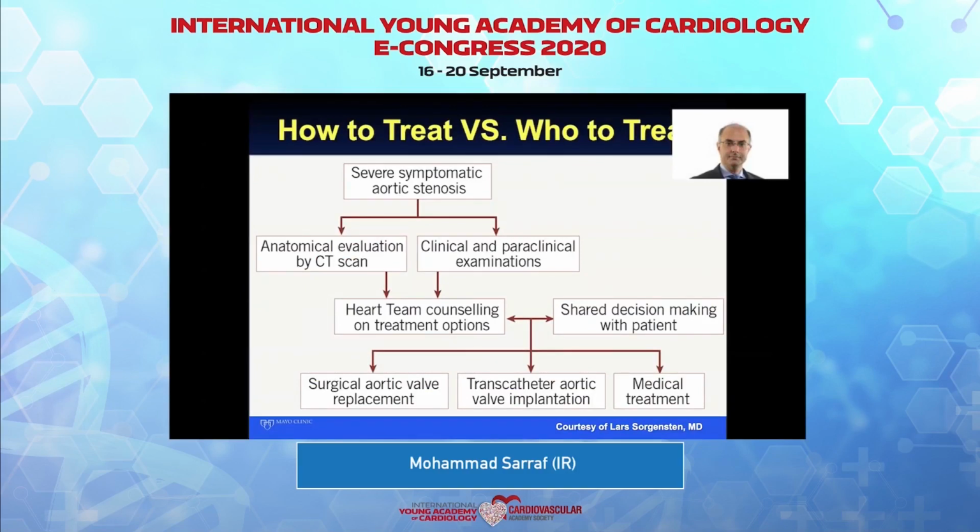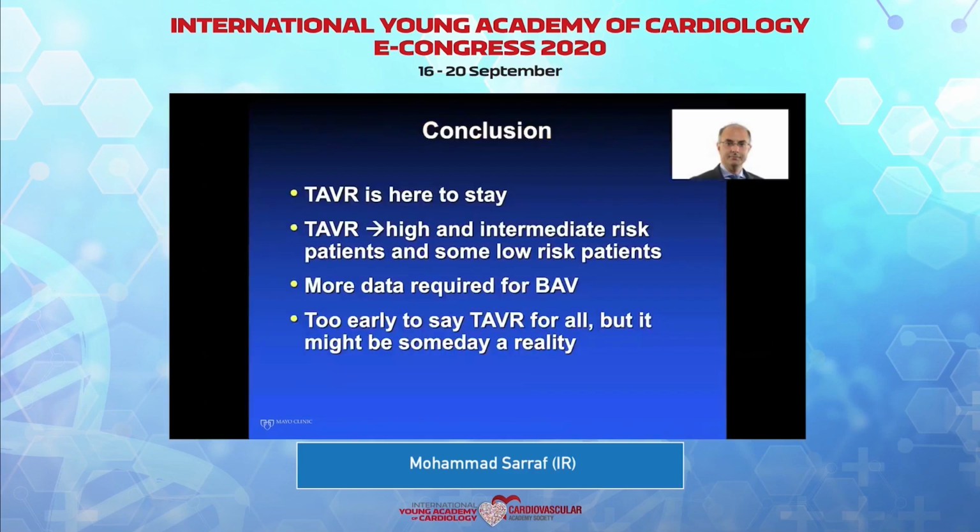Once we have a patient with severe calcific AS, understanding the anatomy in depth, not just by echo but also by CT scan, is very important. I cannot emphasize enough the importance of heart team counseling and also getting the patient involved in decision-making. There should be shared decision-making. Sometimes TAVR is the way to go, sometimes surgery, and sometimes maybe nothing, just BAV, for patients who are too sick to have anything done for them.